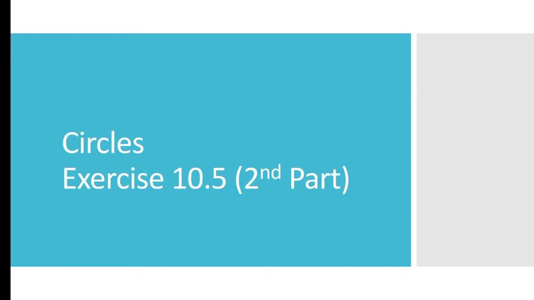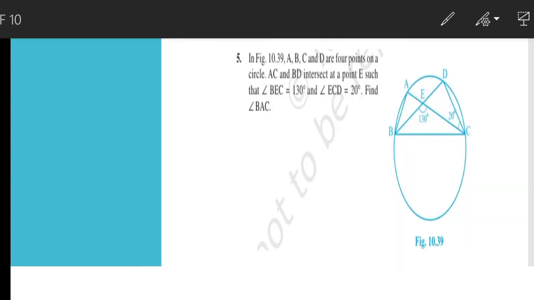Good morning, students. Today we are going to discuss the second part of exercise 10.5, that is sum number 5, 6, 7 and 8. So in sum number 5 we have 4 points A, B, C and D on a circle where AC and BD intersect at the point E. It is given that BEC is equal to 130 degrees and ECD is equal to 120 degrees.